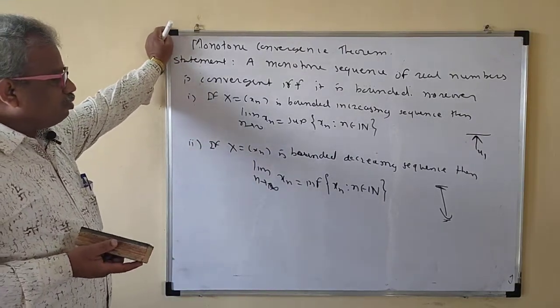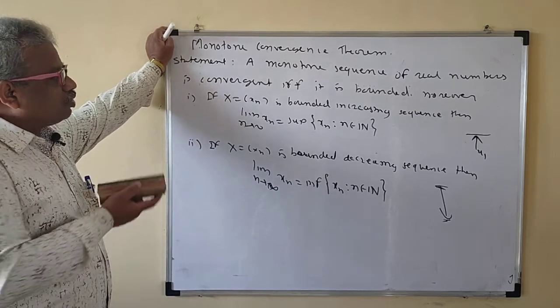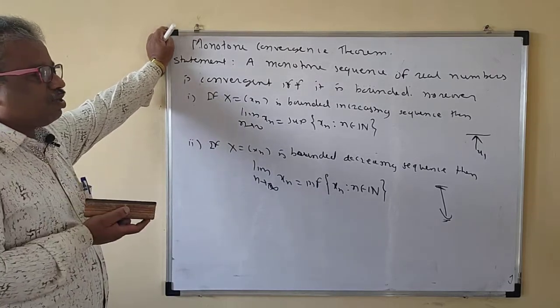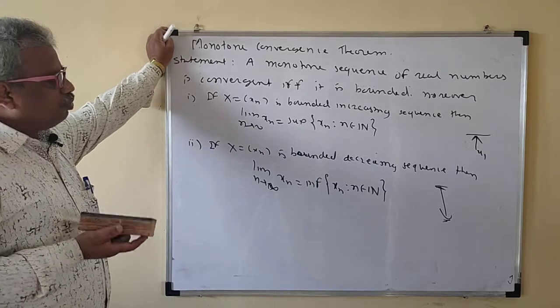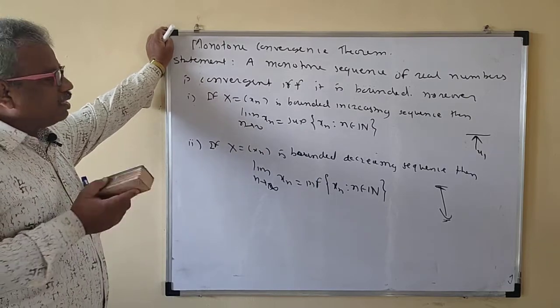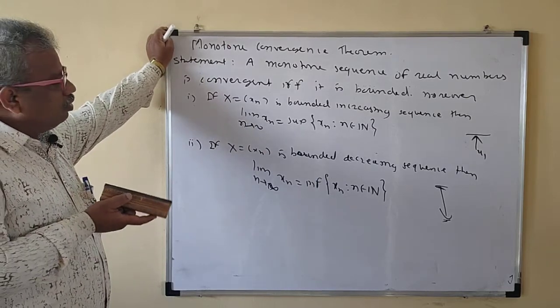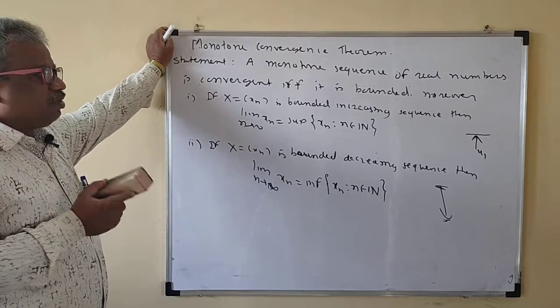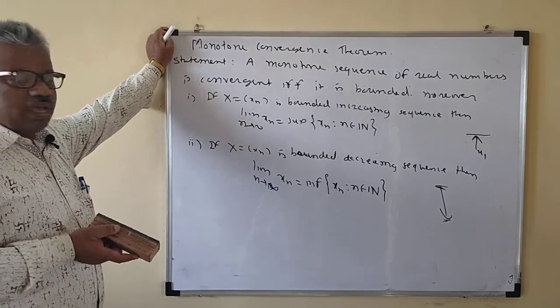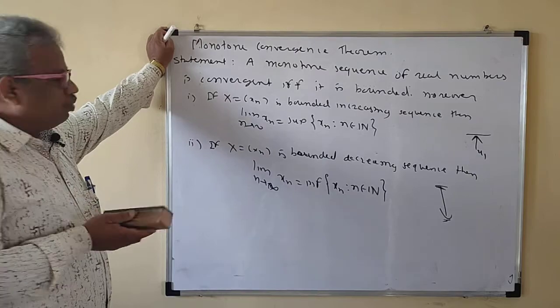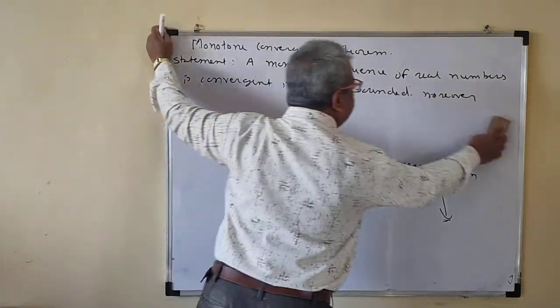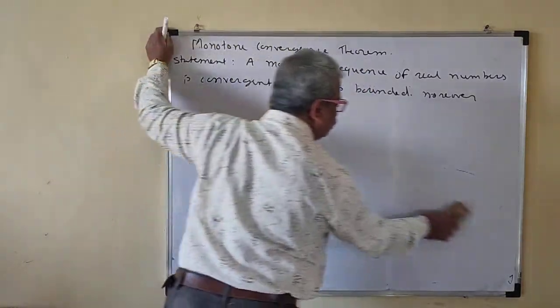So for that, what do we have to do? First we assume that a monotone sequence of real numbers is convergent, and we have to prove it is bounded. The second part: we take a bounded monotone sequence, and then we have to prove it is convergent. So we'll take part one.